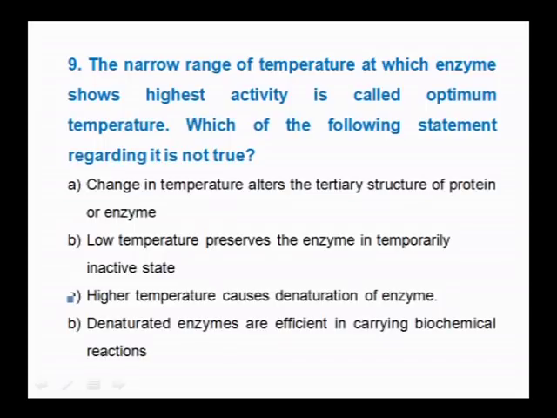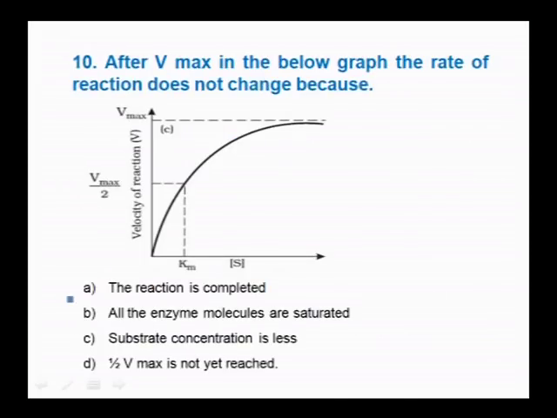Option A is true because proteins change their tertiary structure when they are exposed to different variations of temperature. When the enzymes are in low temperature, they become inactive. If it is exposed to higher temperature, it will undergo denaturation. Therefore, option D is not true. So the answer for this one is D, where denaturated enzymes are efficient in carrying biochemical reaction. This is actually not right. Denaturated enzymes cannot carry out the biochemical reaction.